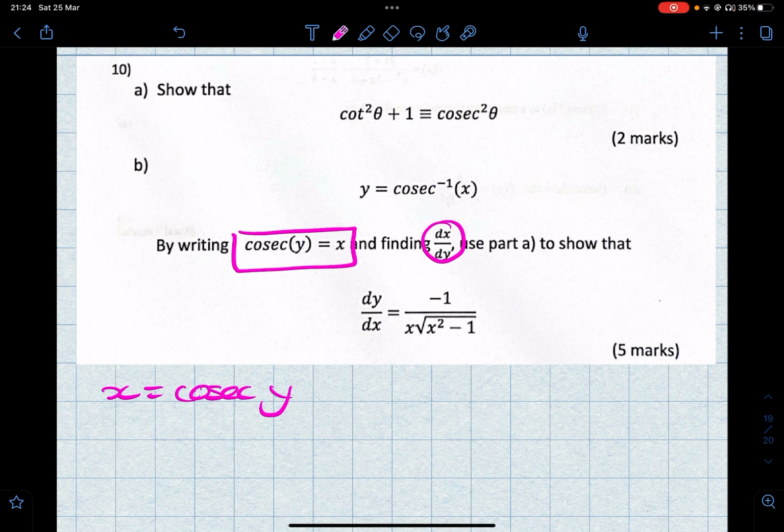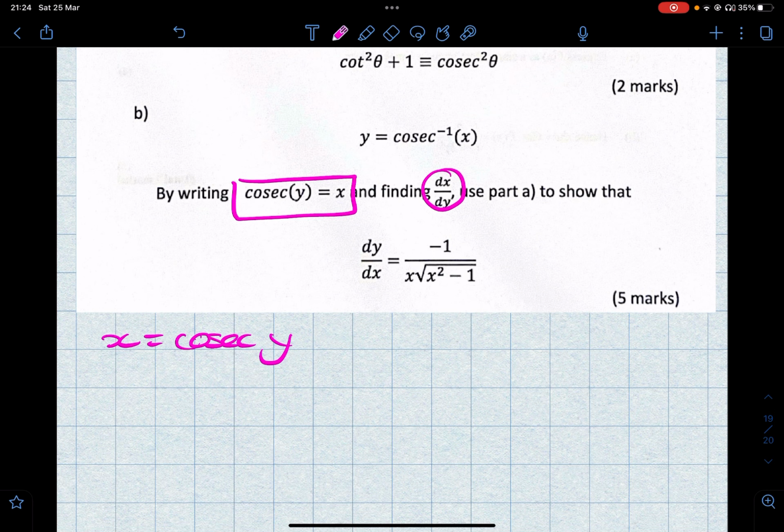So you'd need the derivative of cosecant. Now there are several ways to find the derivative of cosecant. They might give it to you in the formula sheet on your paper. You could use the quotient rule, you could use the chain rule, but generally they give it to you in the paper. So the derivative of cosecant is minus cosecant cotangent. Yeah, minus cosecant cotangent. So dx by dy is minus cosecant y times cotangent y.